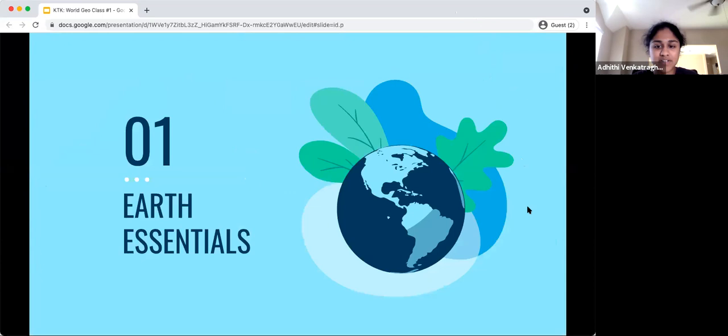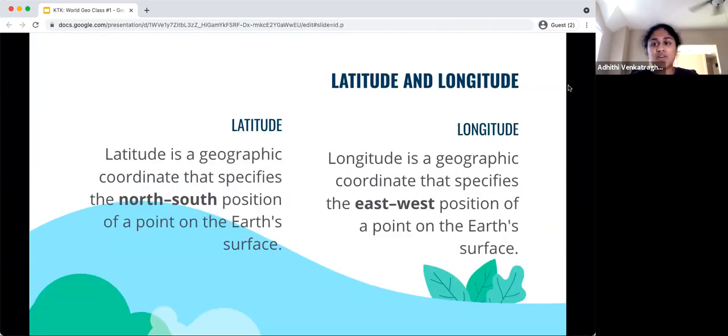All right, so part 1 is Earth essentials. First, we're going to learn about latitude and longitude. So I already have the definitions here. So latitude is a geographic coordinate that specifies the north-south position of a point on the Earth's surface. In the next slide, we're going to see a diagram that shows you exactly what it looks like on a map. And longitude will be the east-west, so it'll be horizontal.